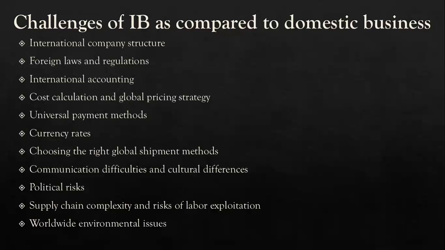Okay. And then political risk is nothing but it is to do with the political stability and instability in different countries, which is accordingly going to implement different acts and tax rates and tariff policy, which is again going to have an adverse impact on the trade transactions. Okay. Supply chain complexity and risk of labor exploitation.